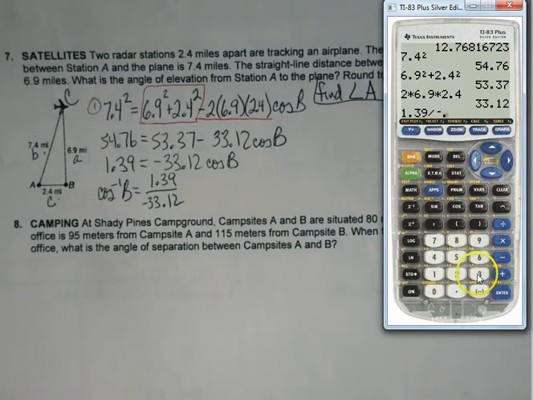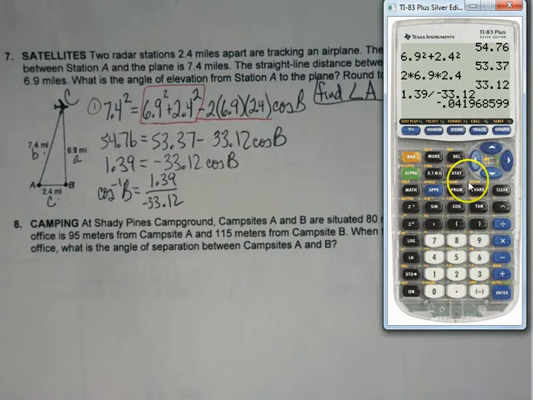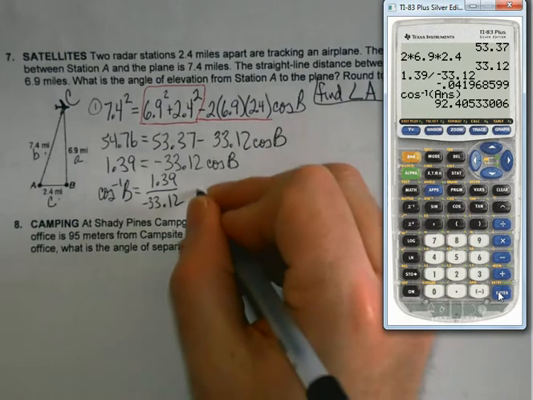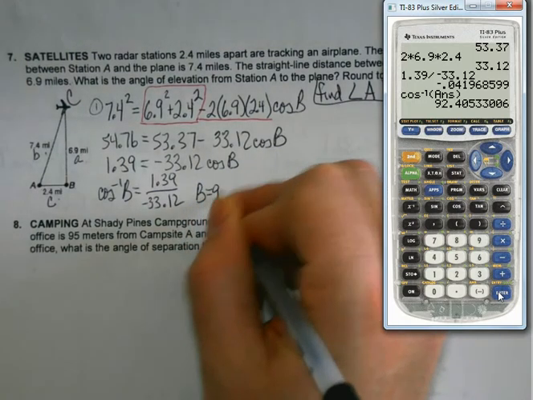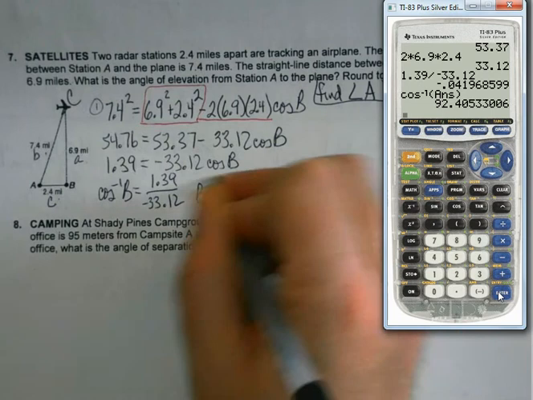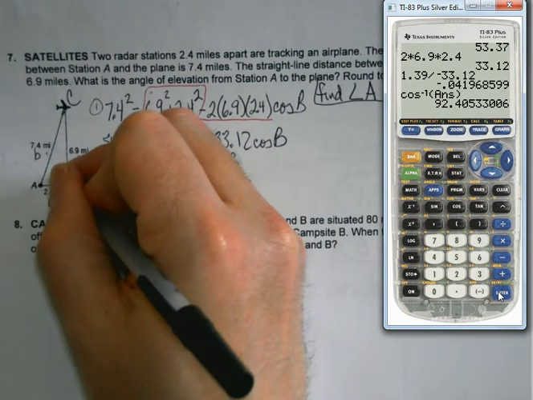Oops, let me get back there and get this in right. Here we go. And again, we're looking for the angle. So second cosine, because we're using the cosine right now. And take my answer. So we've got B is 92.4 degrees.